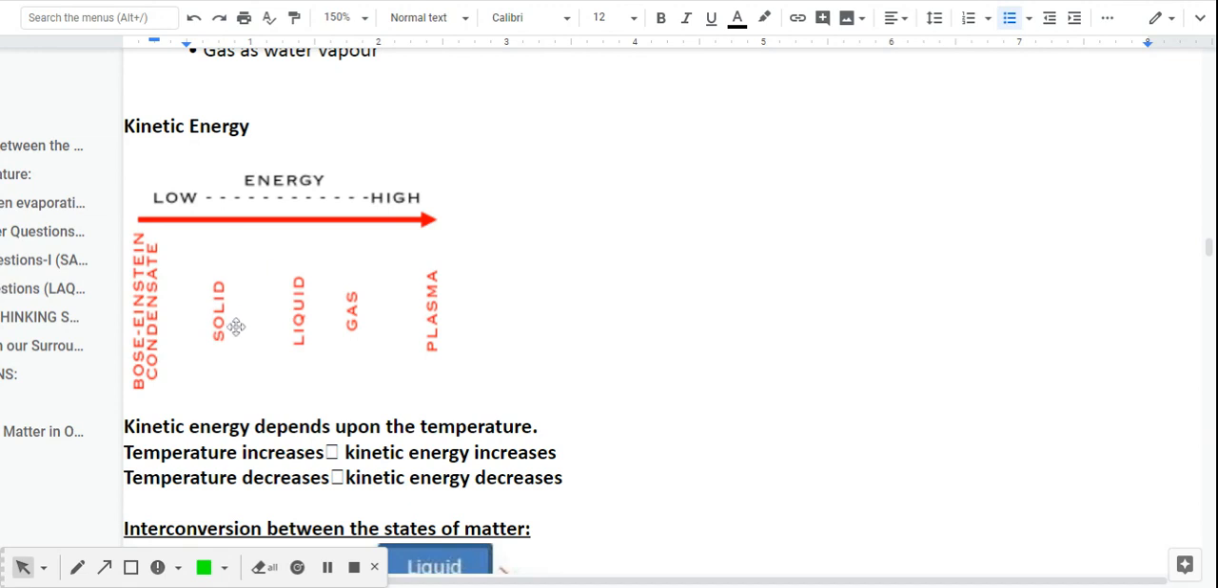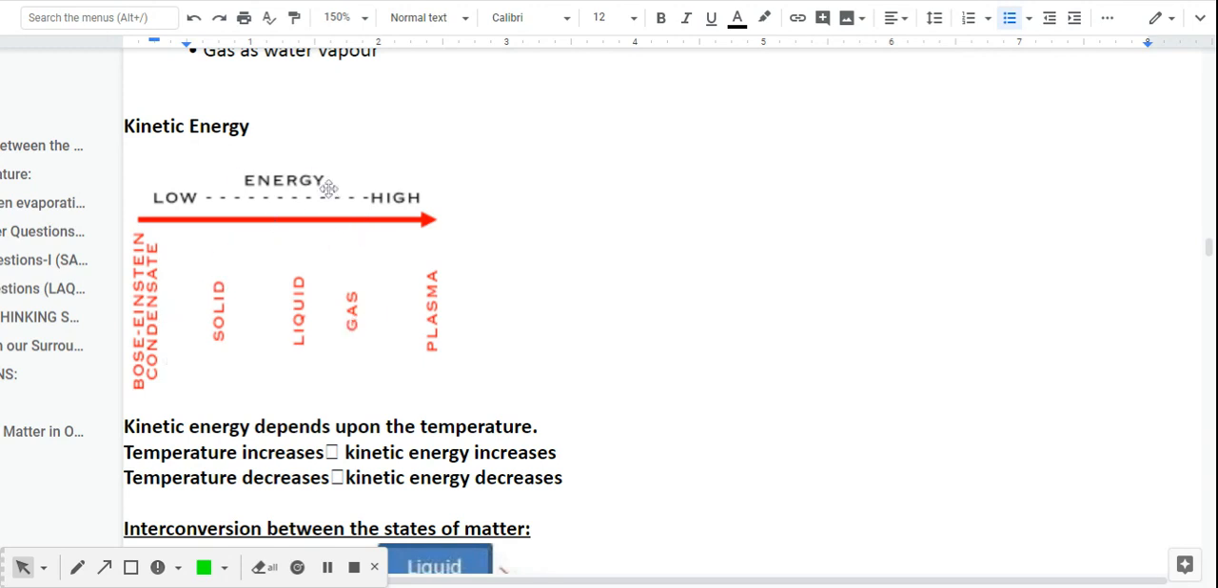So here you can see a chart which is showing low kinetic energy to high kinetic energy. Right, solids have low kinetic energy. Don't pay attention towards this Bose-Einstein condensate, because this is the fifth state of matter, right? That I will tell you at last when we are going to talk about Bose-Einstein condensate and this one, plasma, right? So don't worry about this. I will make you understand about both these concepts also. Firstly, let's focus on solid, liquid and gas, right?